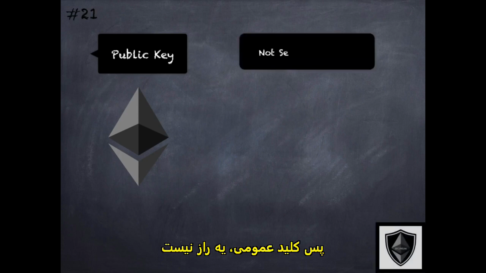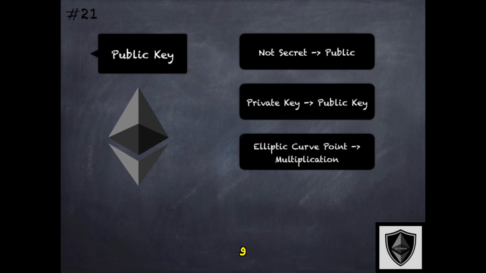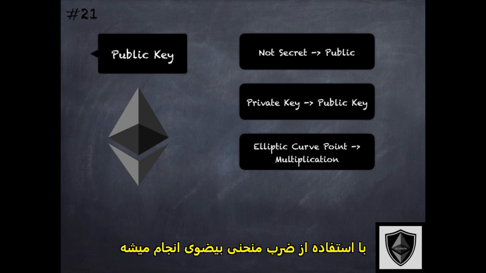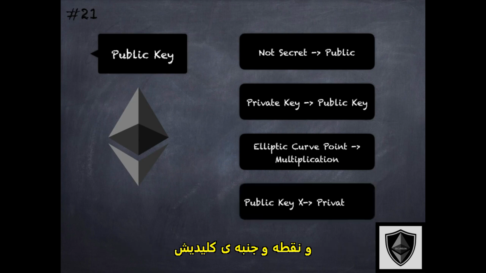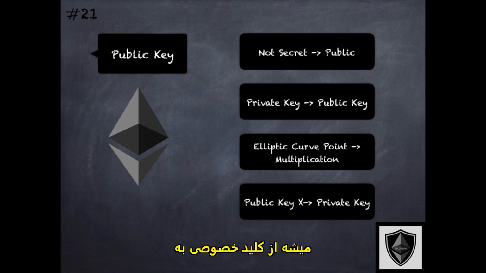So the public key is not secret, it's public. Like I said, it's derived from the private key, and it's really a point on the elliptic curve calculated from the private key using elliptic curve multiplication. And the key aspect here is that the public key cannot be used to derive the private key. It's only one way. You can derive the public key from the private key, but not the other way around.